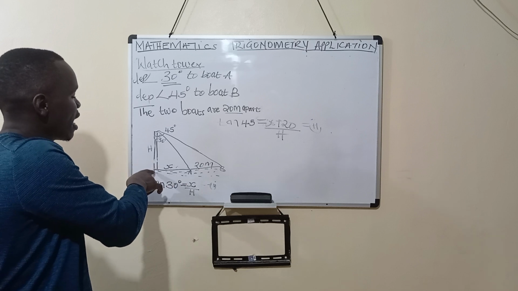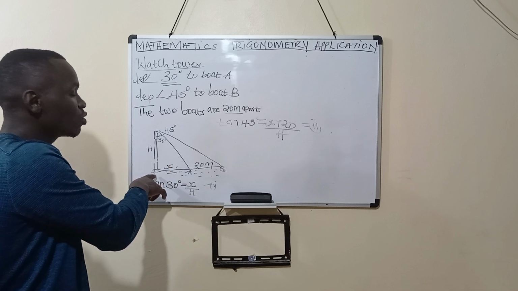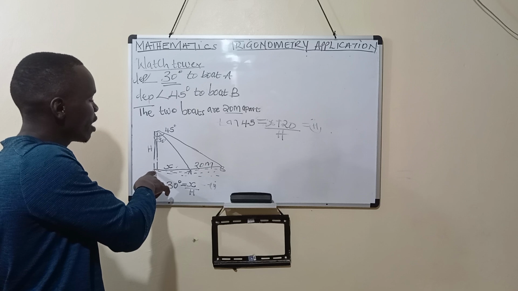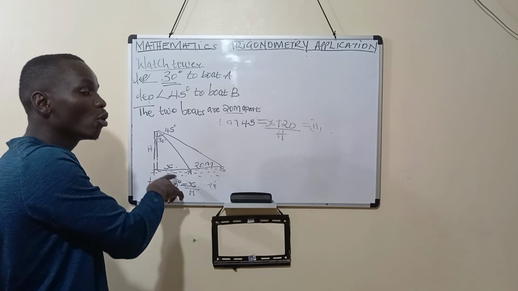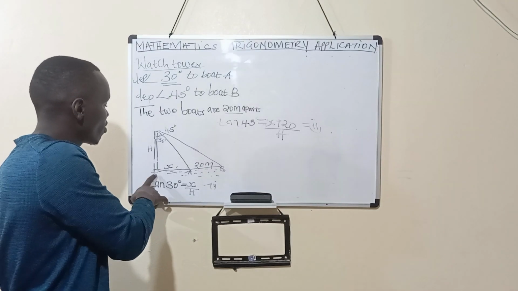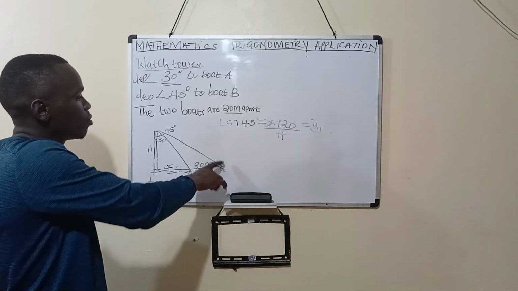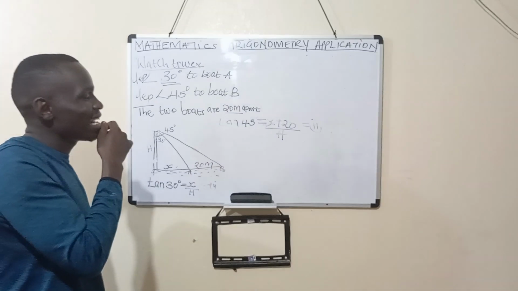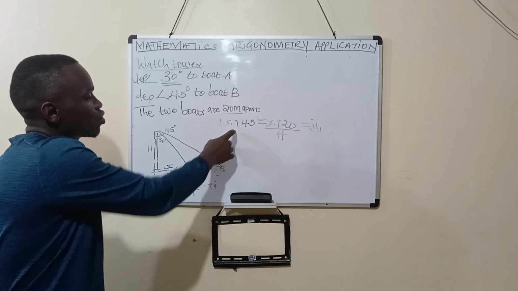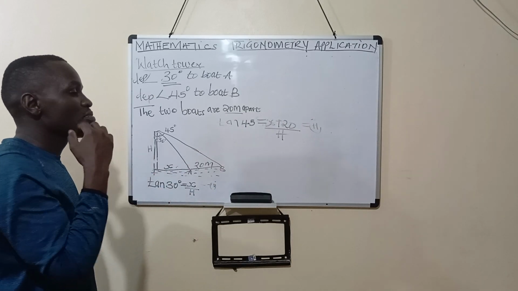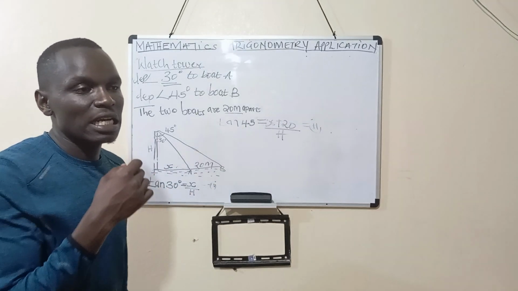height and x, which means from the foot of the watchtower to boat A, and from the foot of the watchtower to boat B. You can also use it as a challenge where you try to use these two ratios to get the values before we meet in the next lesson.